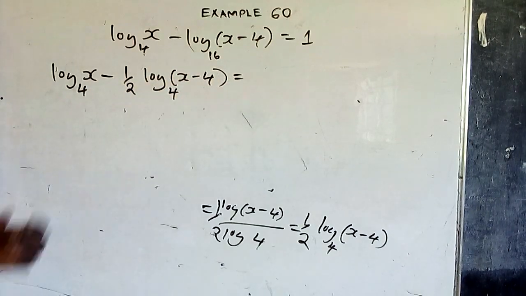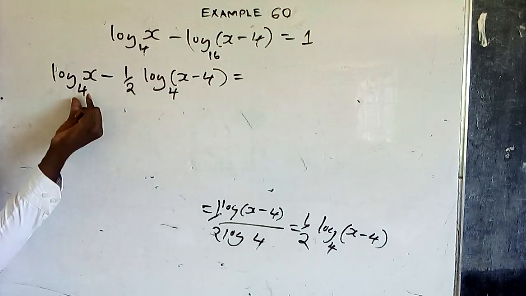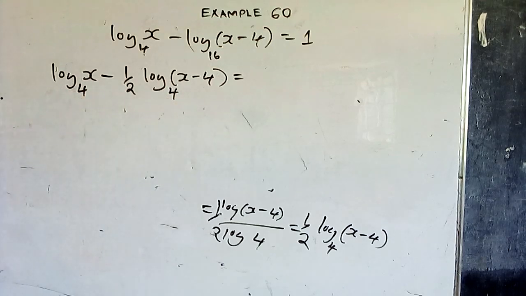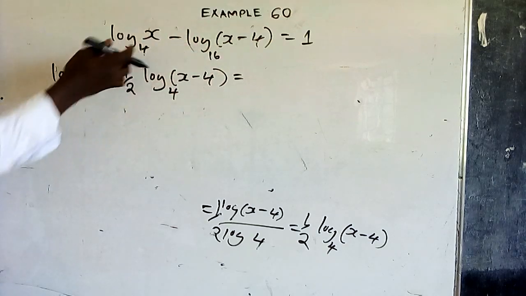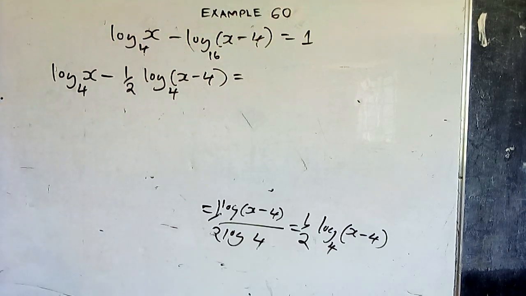So you can see on this side of the equation we now have the same base, base 4. Are we together? Yes, because 16 could be expressed, factorized in terms of 4. If it cannot be factorized in terms of 4, you take everything to base 2. Are we together? Good.